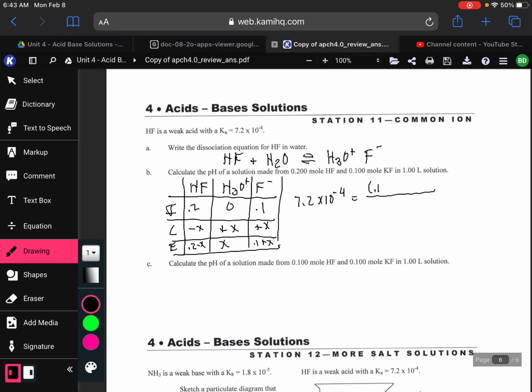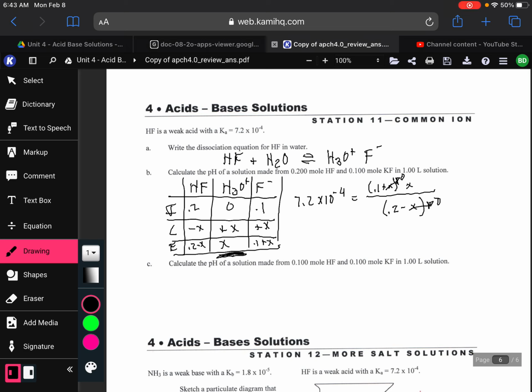So you got 0.1 plus X times X over 0.2 minus X. This can go to 0. This can go to 0. The 0.1 over 0.2 is just the same thing as 1/2, right? So you can work that out from there, solve for X. I think that should be pretty easy. Then your X value obviously is going to be your hydronium concentration. Sorry, well actually I do have a calculator here. Let me just work this out real fast. I'll let you do C. If you can do B, I'm not that worried about C.